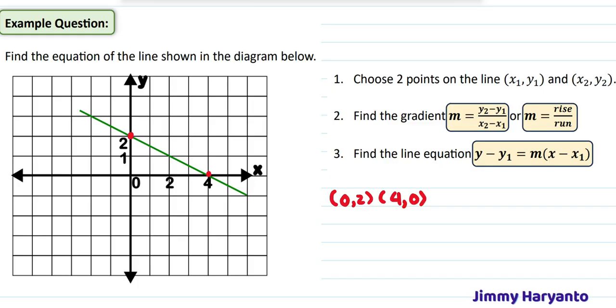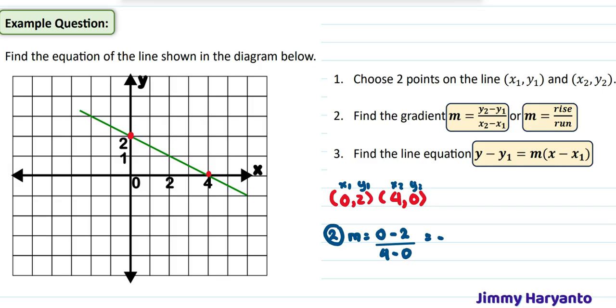And then second step, you have to find the gradient. The gradient is y2 minus y1 over x2 minus x1. Let's label the points first. This is x2, y2. The formula says y2 minus y1 over x2 minus x1. So you'll have negative half as the result.